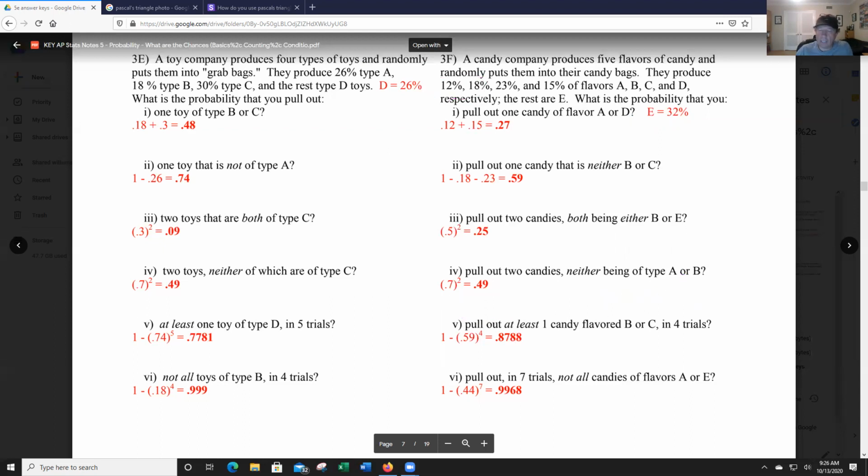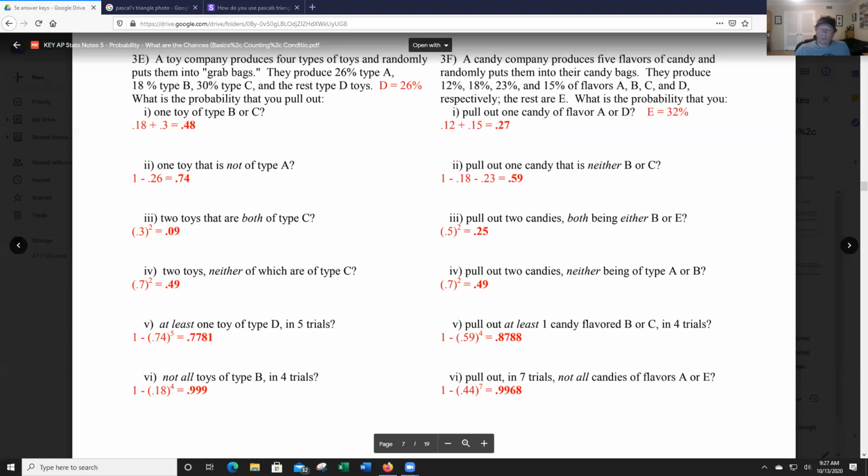All right, here's an at least one problem. At least one is 1 minus none. I've said it a million times. At least one candy flavored B or C. So let's get B and C. Those add up to 41%. So not BC is 59. And remember, at least one is 1 minus none, which is the complement.